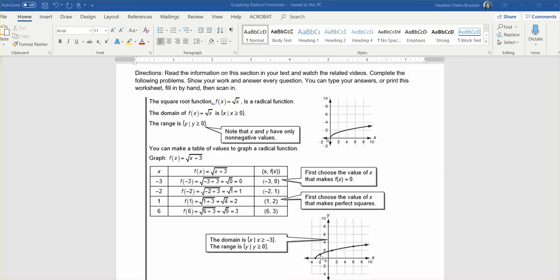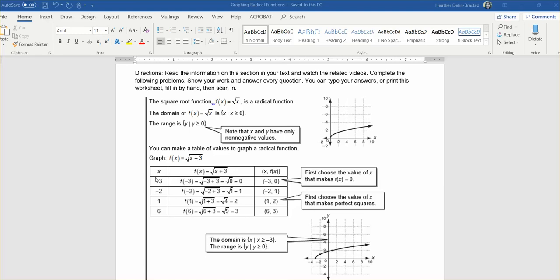The domain of this function is that x would have to be greater than or equal to negative 3. And the range stays at y is greater than or equal to 0 because this one did not move up or down. Sometimes if they move up or down, then the range changes too. To graph these by hand, you can plug in different values for x and then simplify this expression and see what you get for f of x, which is the same as what you'd get for y if you called it y equals square root of x plus 3.